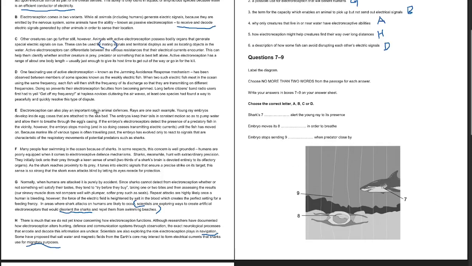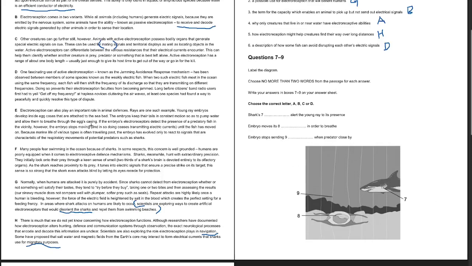Electroreception can also play an important role in animal defenses. Rays are one such example. Young ray embryos develop inside egg cases that are attached to the seabed. The embryos keep their tails in constant motion so as to pump water and allow them to breathe through the egg casing. If the embryo's electroreceptors detect the presence of a predatory fish in the vicinity, however, the embryo stops moving and ceases transmitting electric currents until the fish has moved on.